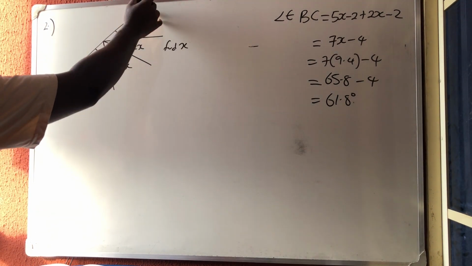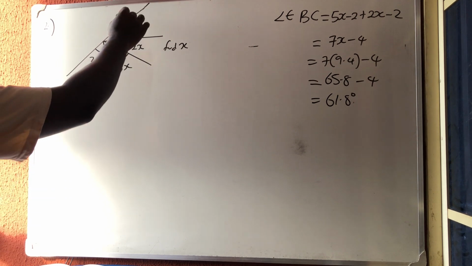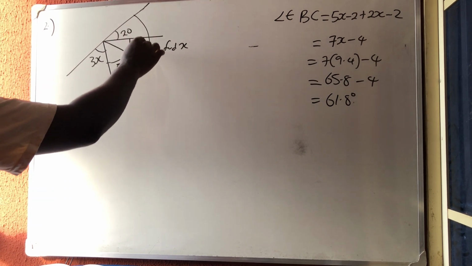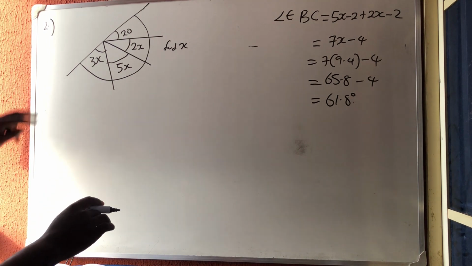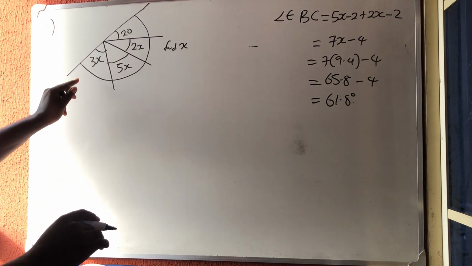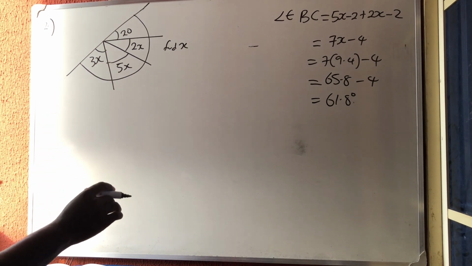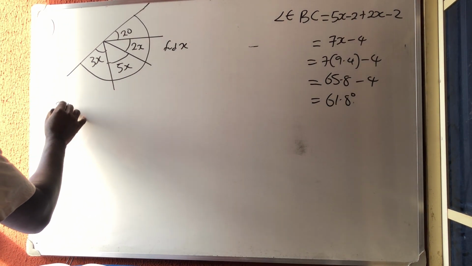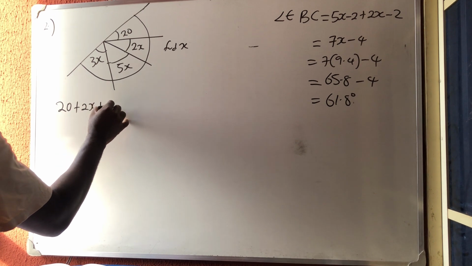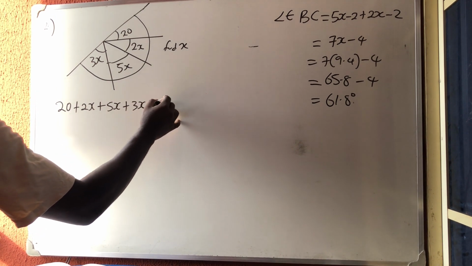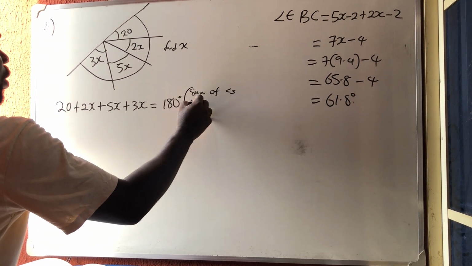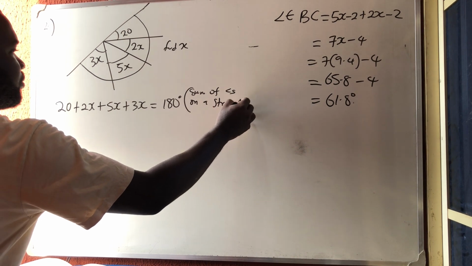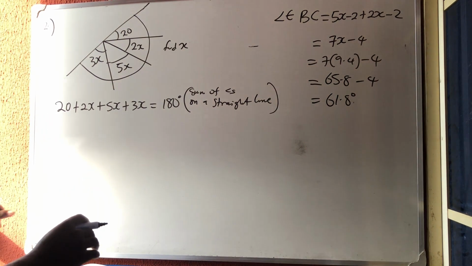You see that since we have a straight line like this, anything that forms from that straight line till you meet the straight line again and is forming a semicircle is called sum of angles on a straight line, and is equal to what? 180. So if I say 20 plus the 2x plus the 5x plus the 3x, I will say that they are equal to what? 180. What is my reason? Sum of angles on a straight line.